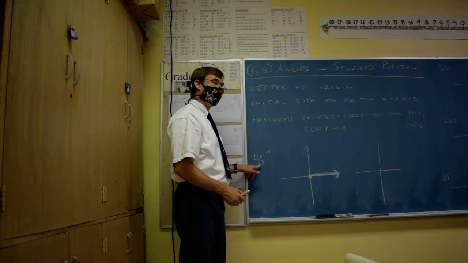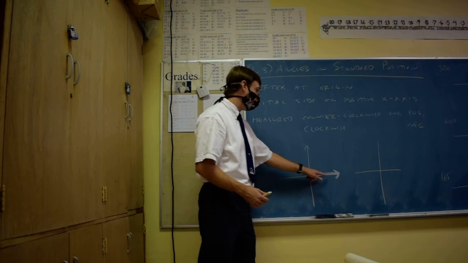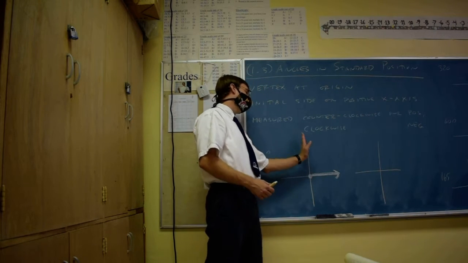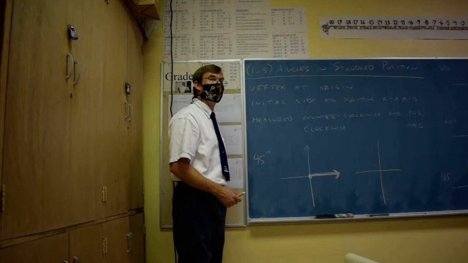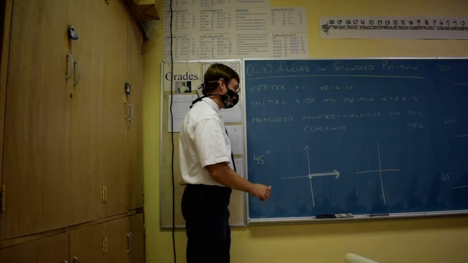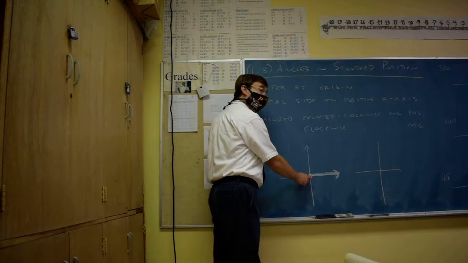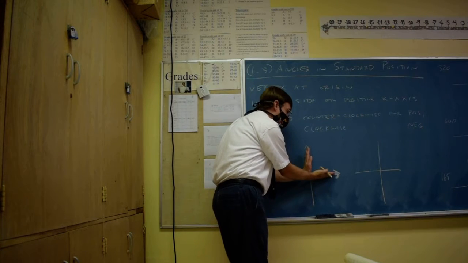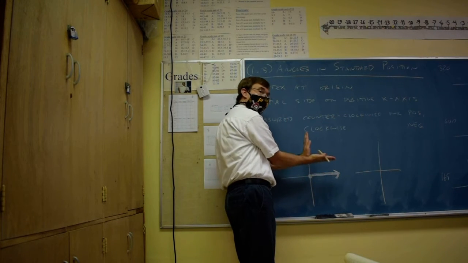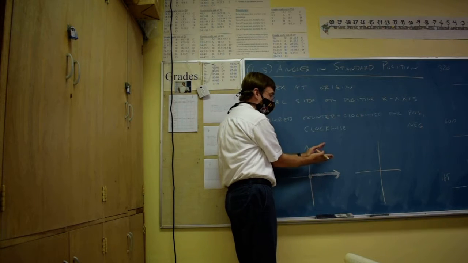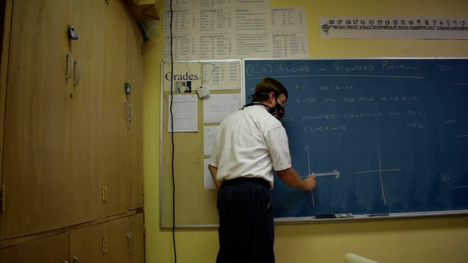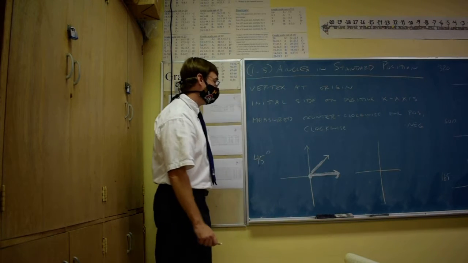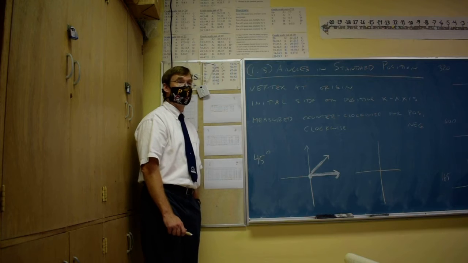About where would 45 go? If I wanted to complete this as a 45 degree angle, it's positive, so I'm going counterclockwise. How far would I go to find a 45 degree angle? Halfway between the positive x and positive y. That's correct. Because if I did this as my initial side and went to the terminal side there, how many degrees is this? 90. I'm going to go 45, so half of that. So that would be drawing myself an angle in standard position.